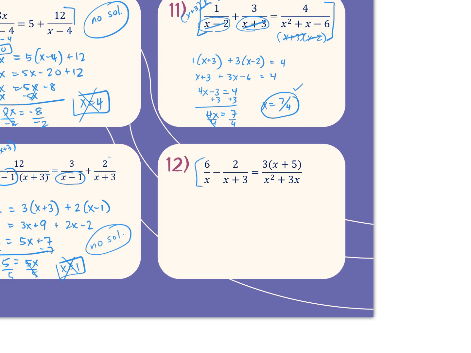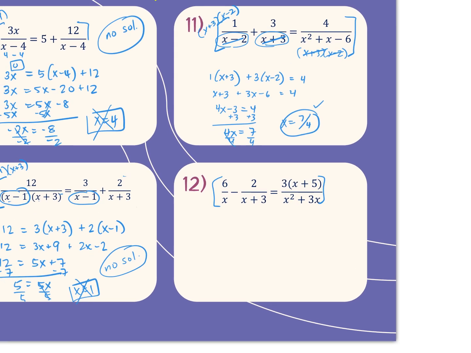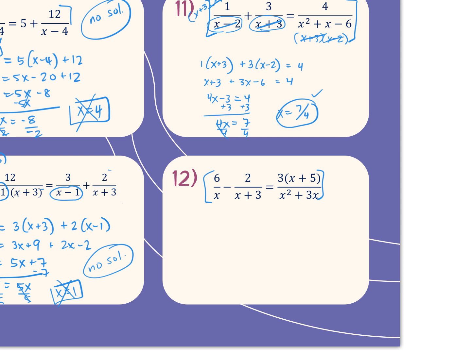Last problem, we go through here and we ask ourselves again, what is my LCD, right? However, notice that this last one can be factored. So I'm going to factor out an x. It's going to leave me with x plus 3. And so I recognize that the least common denominator here is going to be x times x plus 3. That includes every denominator factor.